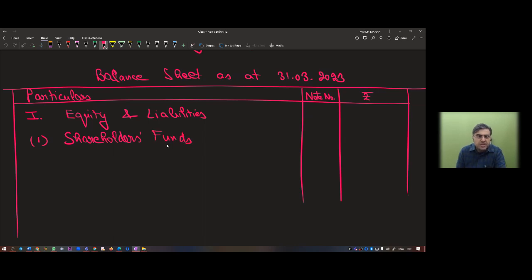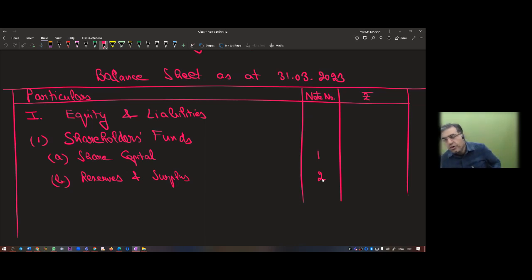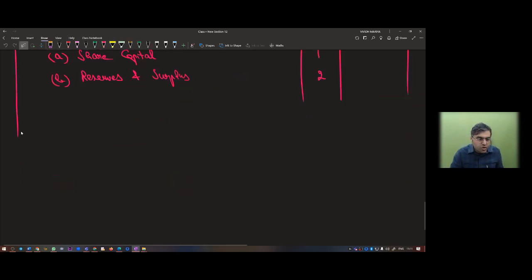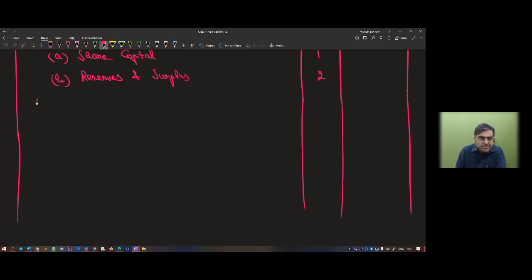Shareholders funds. Here we are having minor head share capital and reserves and surplus. It will be note number one, note number two. It's beautiful. We will only present those items which are required, not all. We continue. We go to the second part, non-current liabilities.